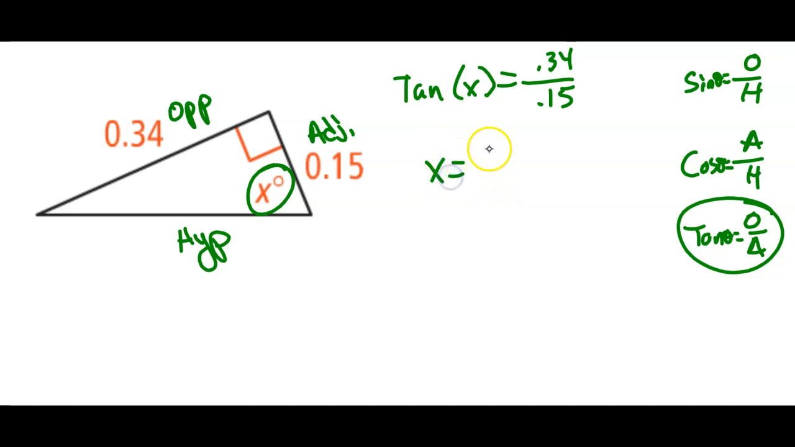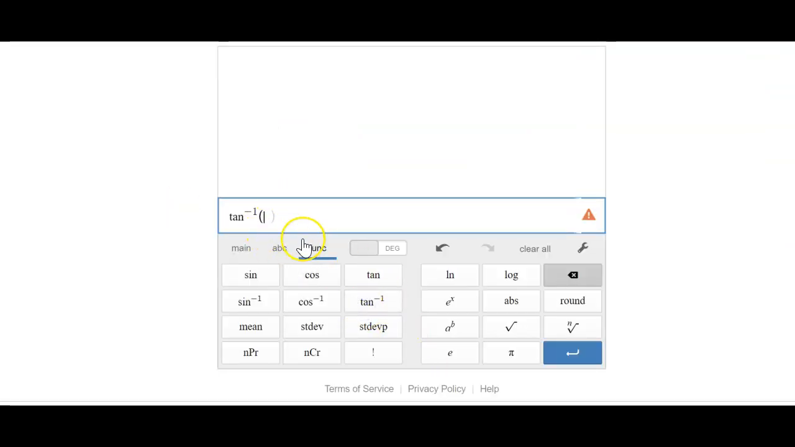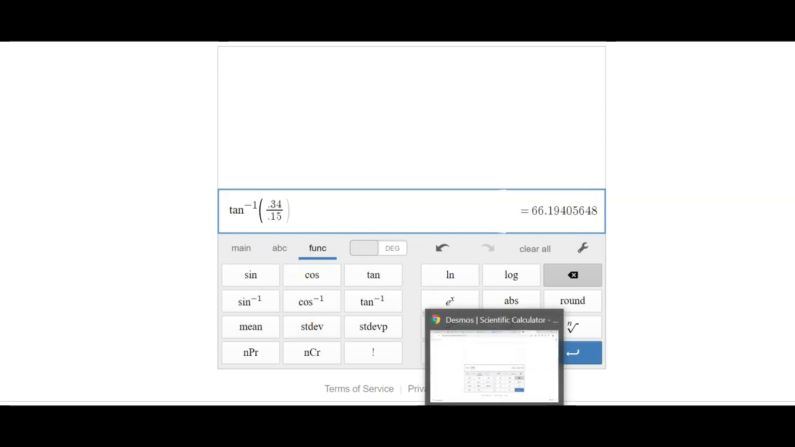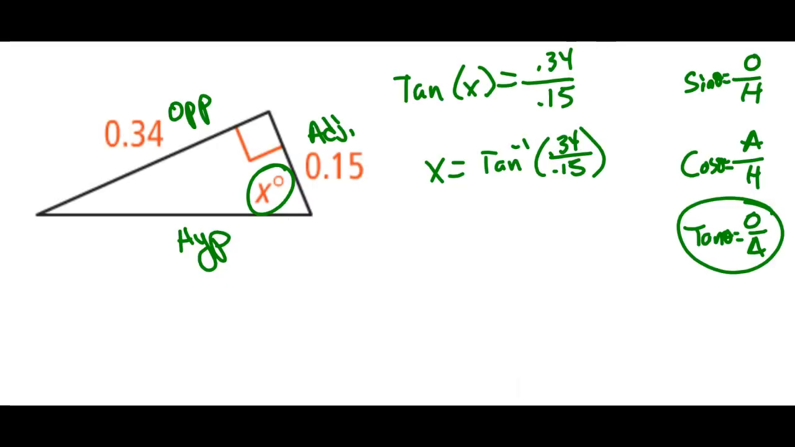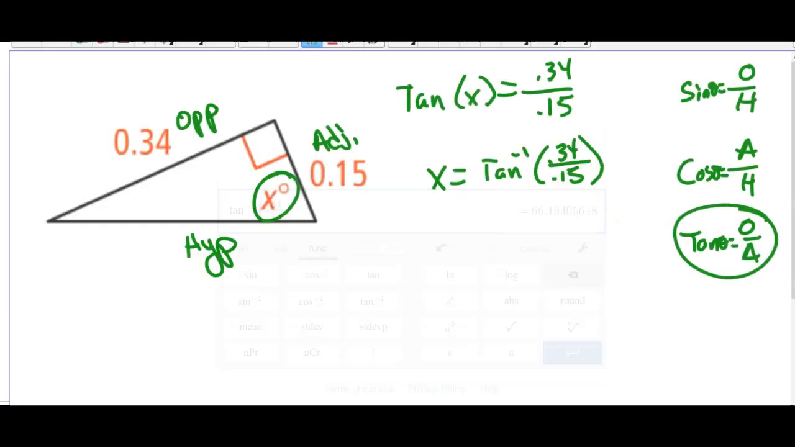Take the tan inverse of both sides. Is it 0.15? I think it was. I switched screens, I can't remember. Yeah, 0.34 over 0.15 gives me 66.2. That's our angle there.